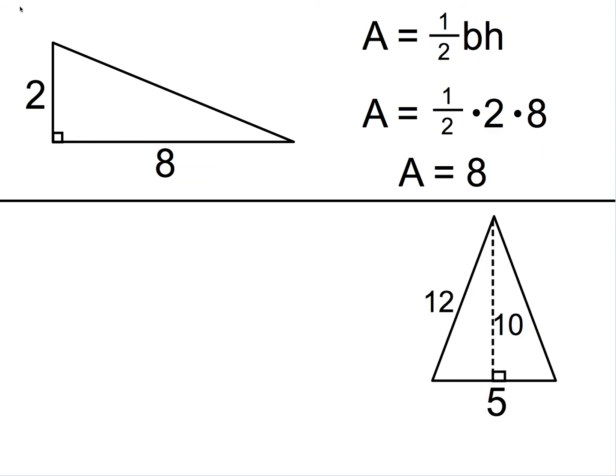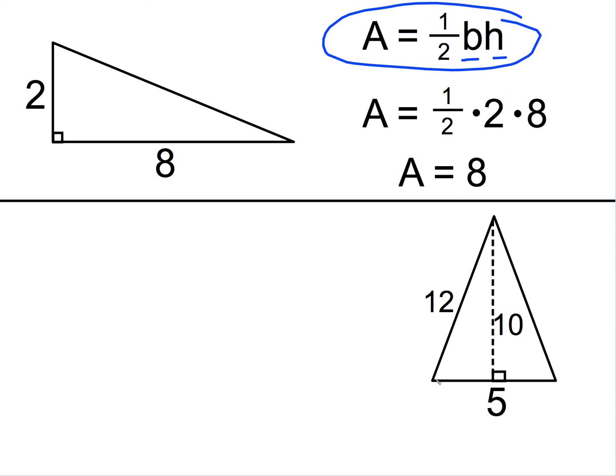Alright, now take a look at our next example. We've got another triangle, and here they're telling us that the bottom of this triangle is 5, the side of the triangle is 12, and then the inside is 10. What are the two numbers that are important to me? Because again, it's area equals 1/2 times base times height. I only need two numbers.